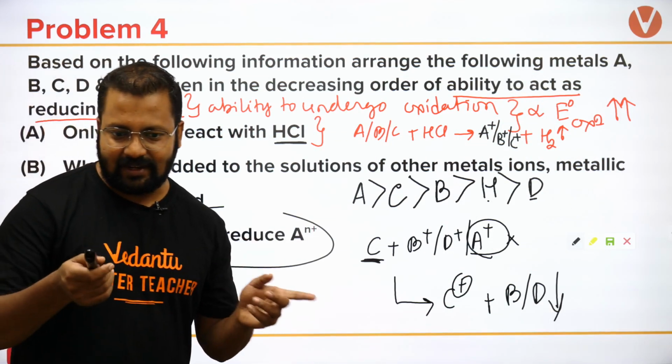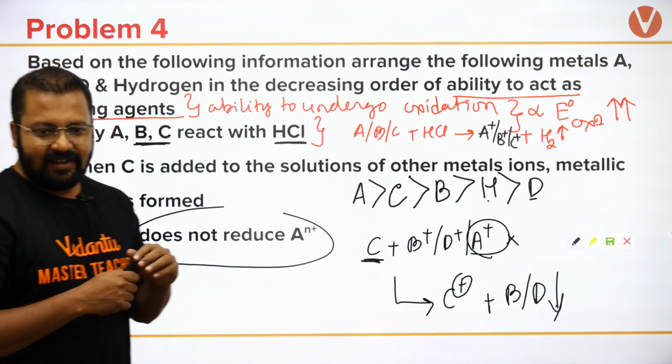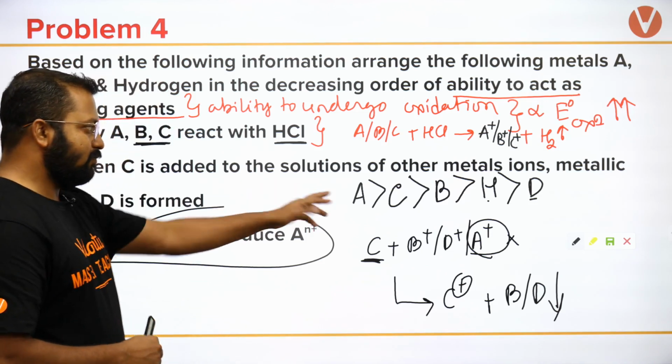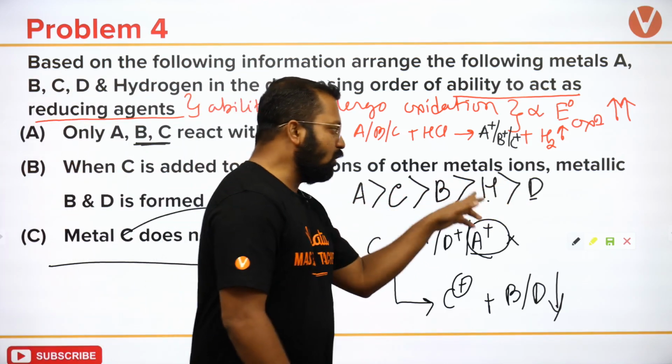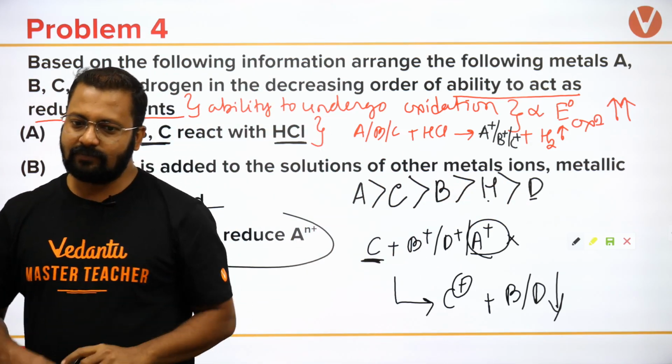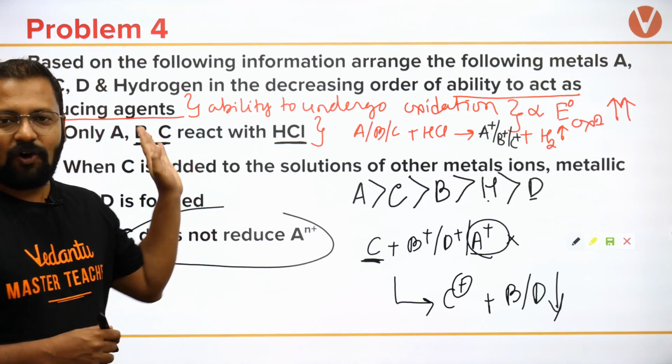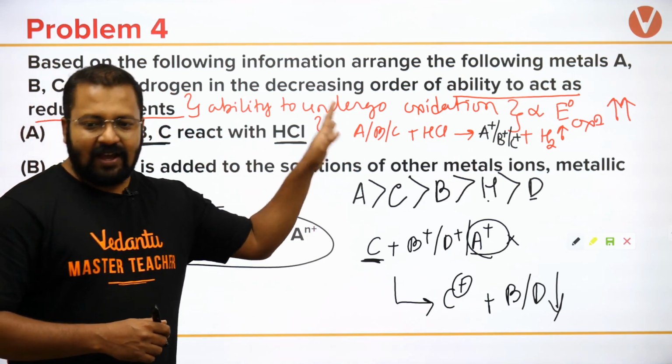No, it is incorrect. It is A, C, B, D, and see, D is not reacting with HCl, so D should be below hydrogen. B should be above hydrogen. I hope this is understood.